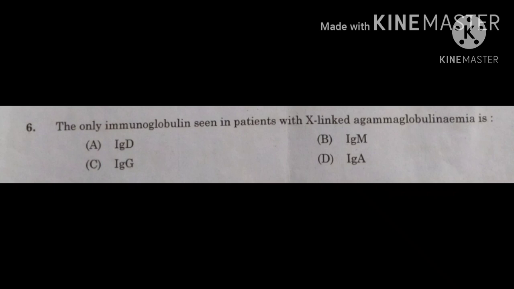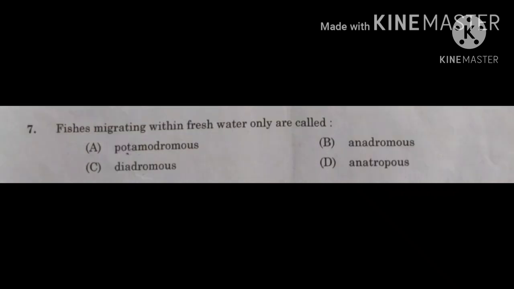Of which the largest immunoglobulin in structure is IgM. IgM is a pentameric structure. Okay, the next question is, the fishes migrating within fresh water only are called. The options are Potamodromous, Anadromous, Diadromous, and the final option is Anatropous.